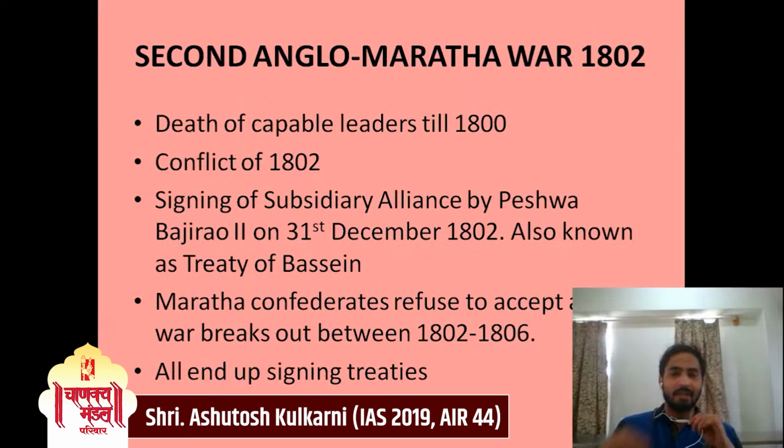Now what is it? You will find that the Marathas lost all capable rulers by 1800. So Mahadji Shinde, the main patriarch of the Sindhias of Gwalior, he died in 1794. Ahilyabai Holkar, the main matriarch of the Holkar people, she died in 1795. Nana Fadnis, who was actually deftly handling all the diplomacy, he died in 1800. And all kinds of inept leaders, all kinds of people with myopic visions, they started to rule the Maratha Confederacy.